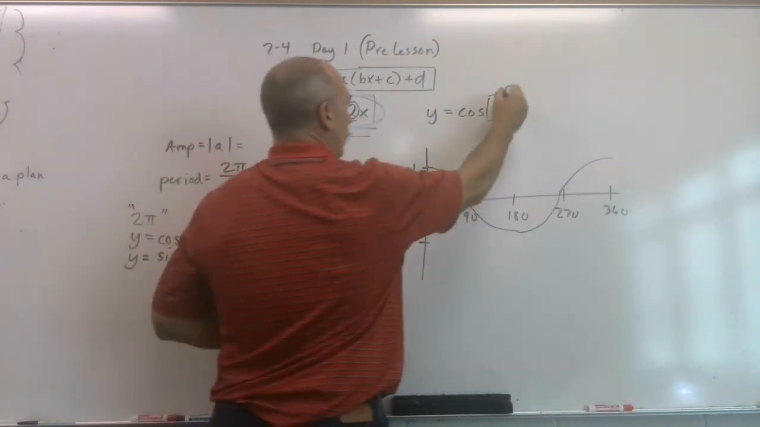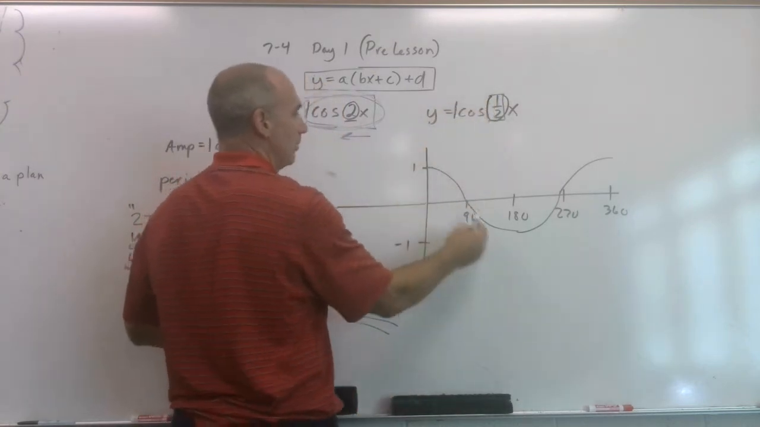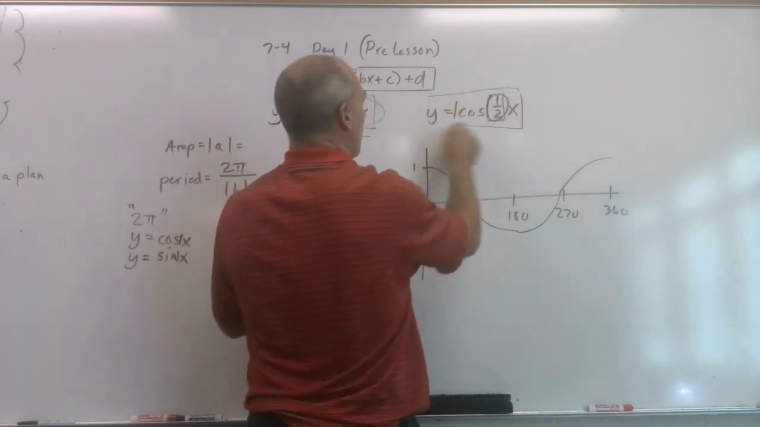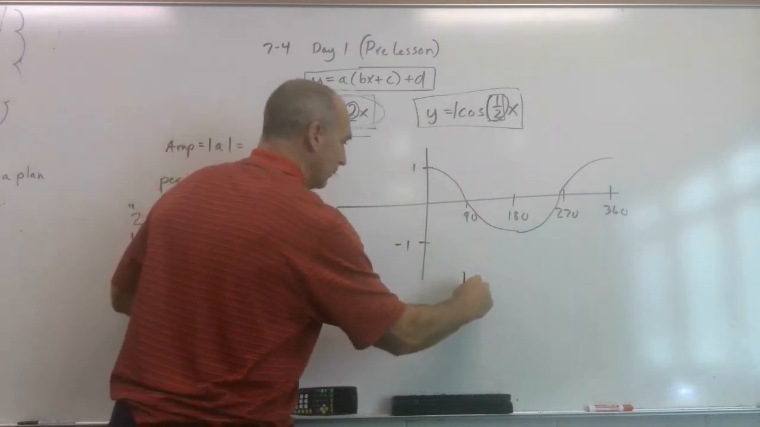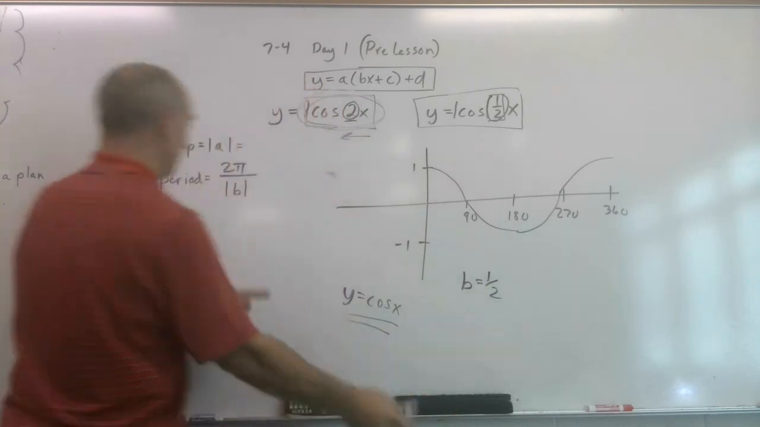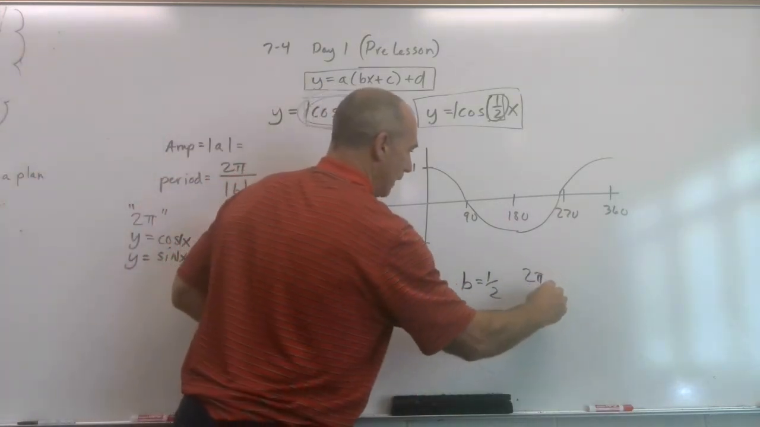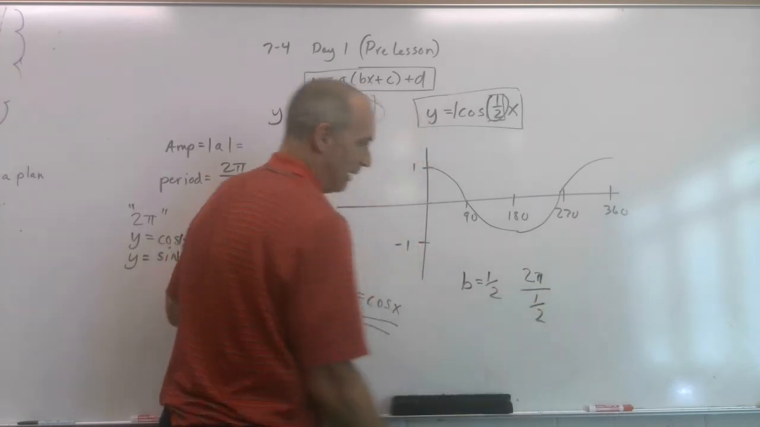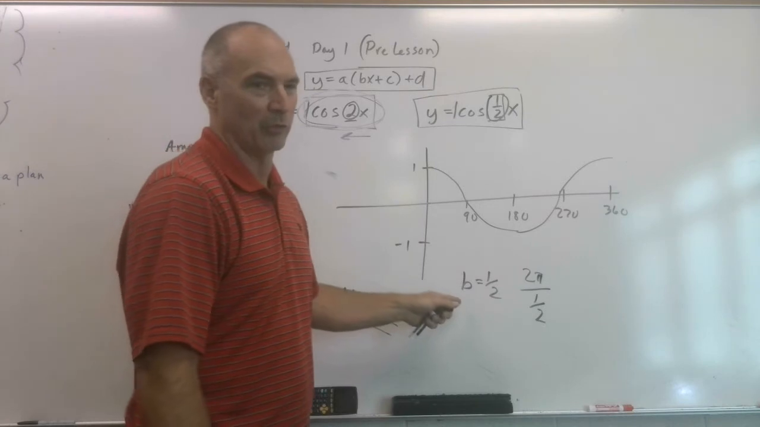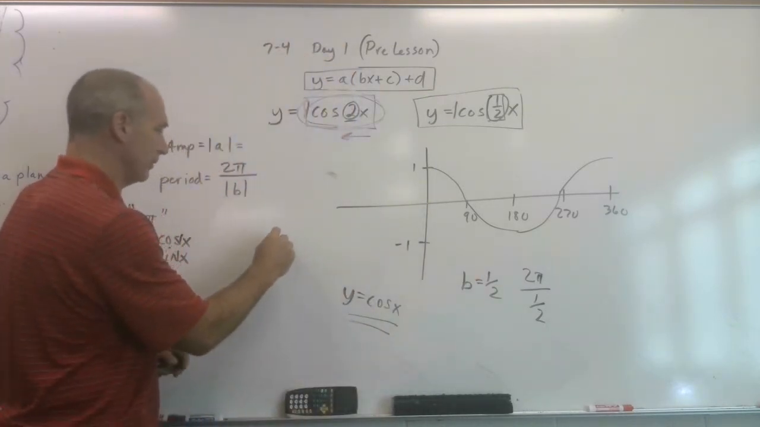Anyways, we got a problem. This is not a problem. That's telling me my amplitude is still going to be 1 when I'm done with this. So let's not worry about it. But b equals 1/2. If I take this formula and I go, okay, 2 pi all over the absolute value of 1/2, I know that's just going to be positive 1/2. What do you do when you divide by a fraction? Well, you better know something.